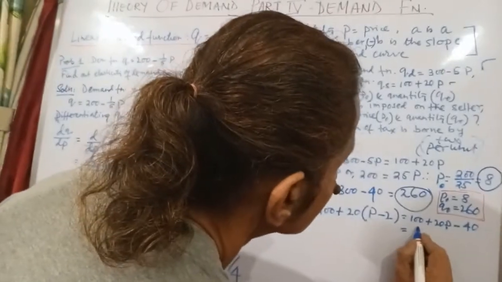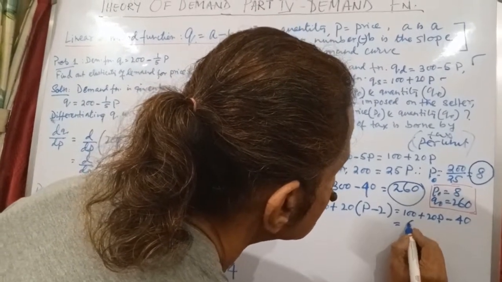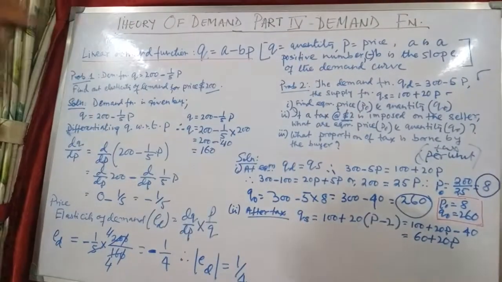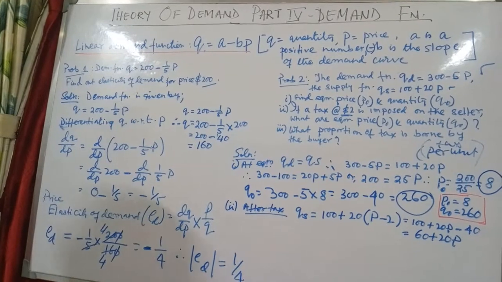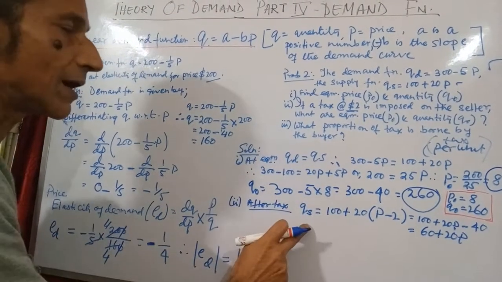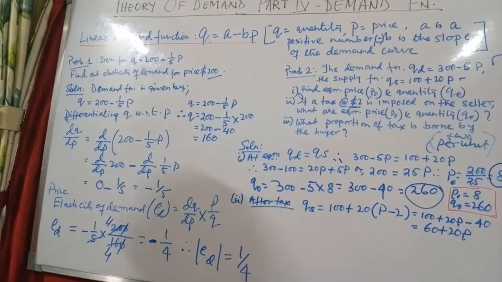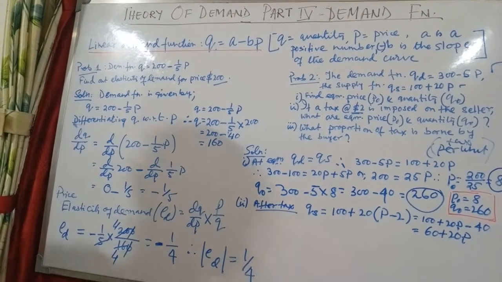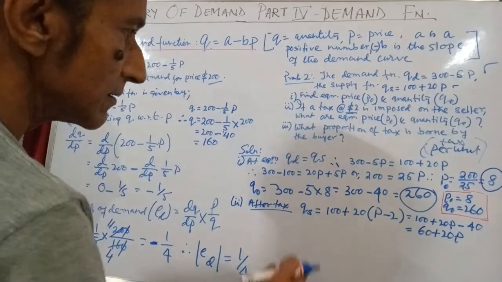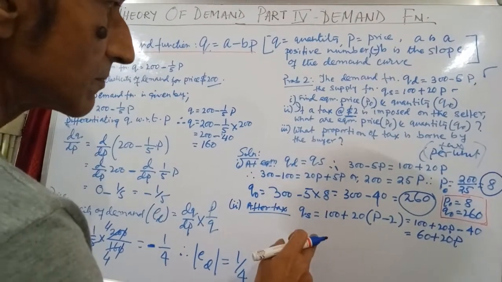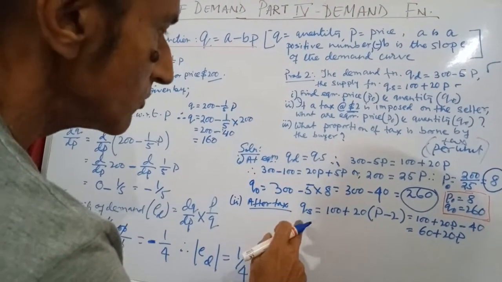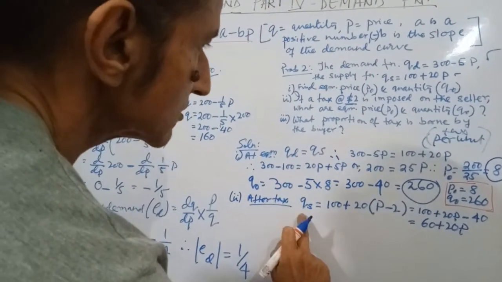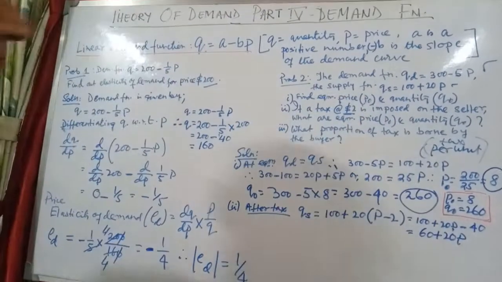This is equal to 60 plus 20P. So the changed supply function after imposition of tax of $2 per unit on the seller, the new supply function takes this form: QS equals 60 plus 20P.